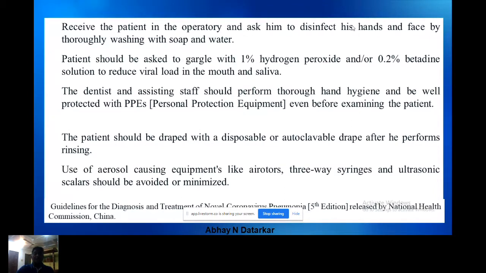The patient should be draped with disposable or autoclavable drapes after he performs rinsing. Use of aerosol-generating equipment, like the aerators, 3-way syringes, and the ultrasonic scaler, should be avoided or minimized. Now, what is the recommendation? If you really want to use the aerosol, we should plan that particular appointment at the end. We'll talk about that.